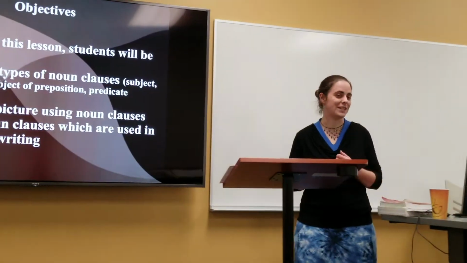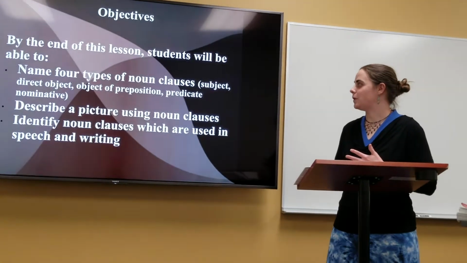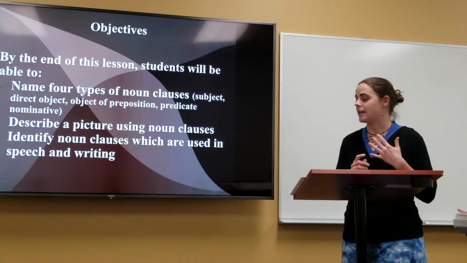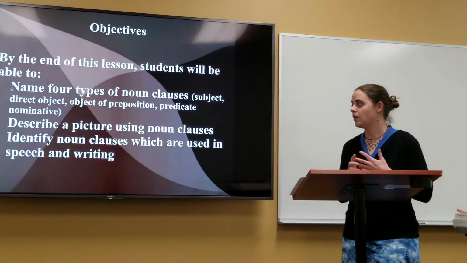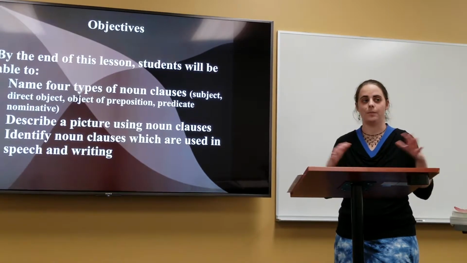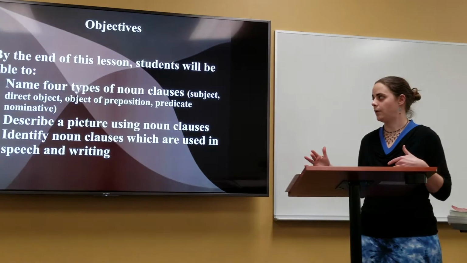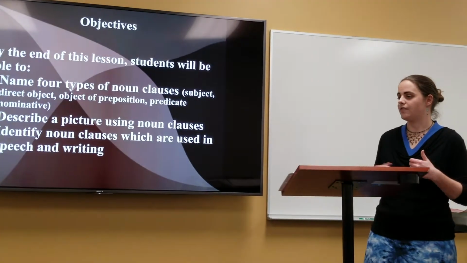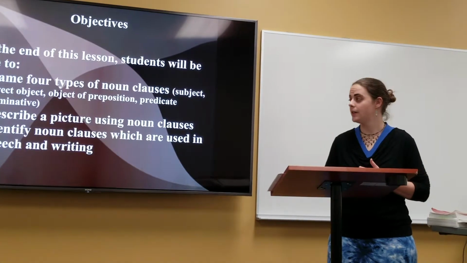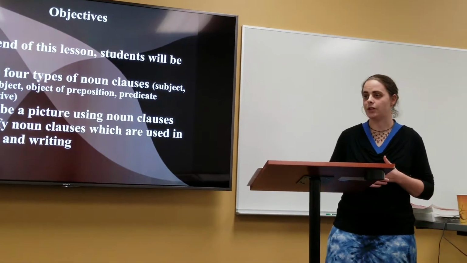So here are the objectives of this lesson. By the end of this lesson, students will be able to name 4 types of noun clauses, which are acting as a subject, direct object, object of preposition, and predicate nominative. This is based on the assumption that they've been studying English for many years and are getting into the finer points of it. Describe a picture using noun clauses, and then identify noun clauses which are used in speech and writing.